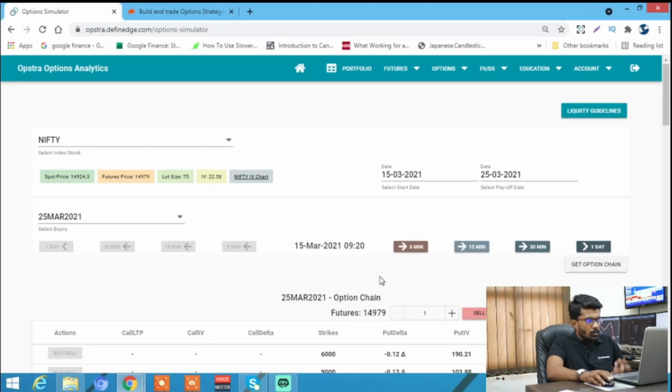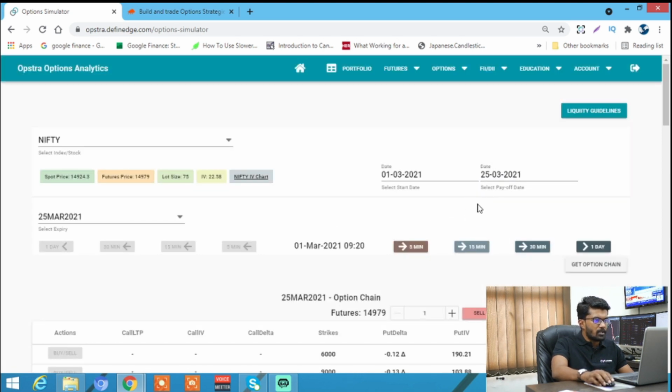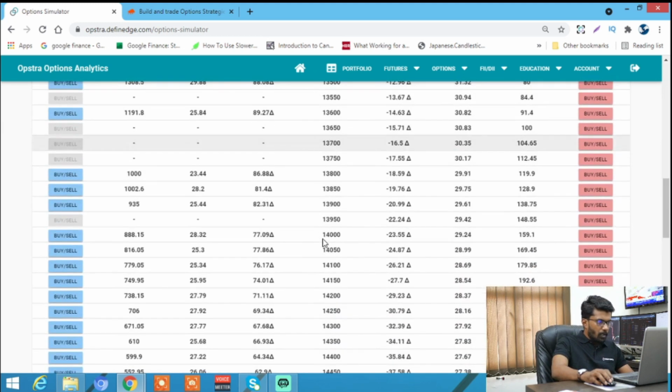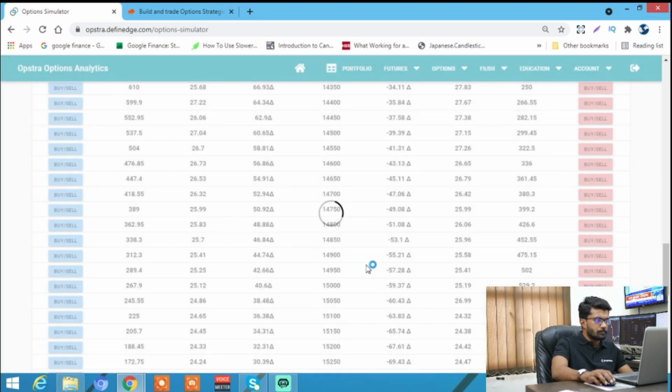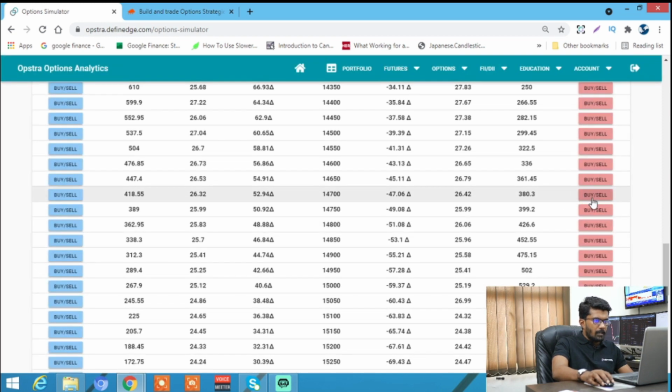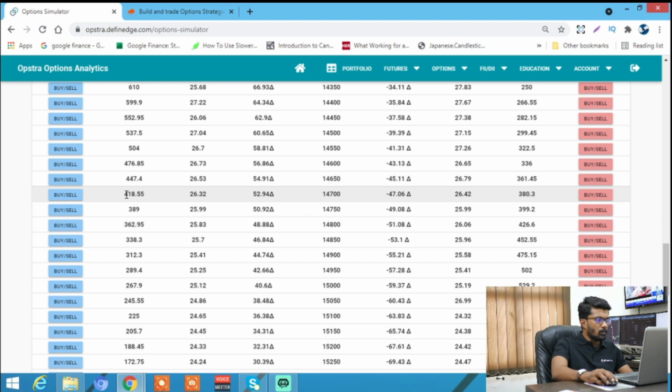Now we will do a short straddle, credit ratio spread strategy. For the purpose of backtesting, we will take the dates from 1st of March to 3rd of March. At the time of deploying this strategy, we are taking 25th March. Market is around 14,700. So what we will do is buy 14,700 call one lot and 14,700 put one lot. We have bought the 14,700 call for 418, and we have bought the 14,700 put for 380 rupees.